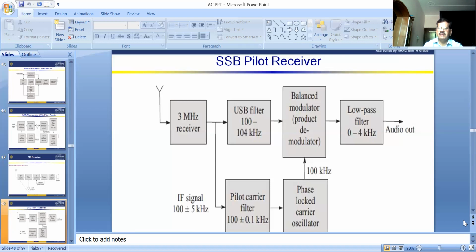and we receive the output signal at the termination point or load point. Here we receive the original signal which is transmitted by the transmitter, and we receive the audio signal in SSB pilot receivers.